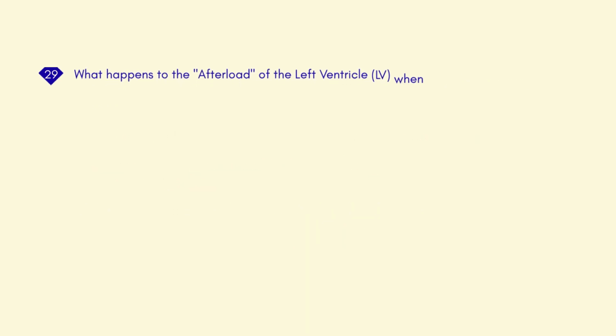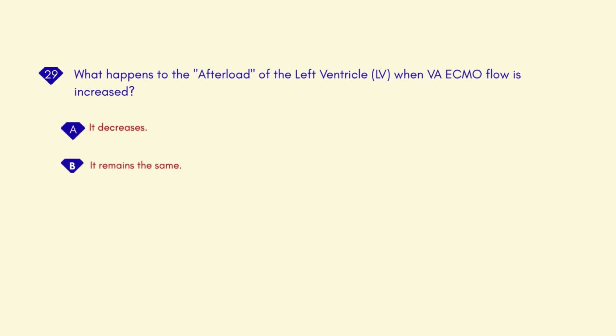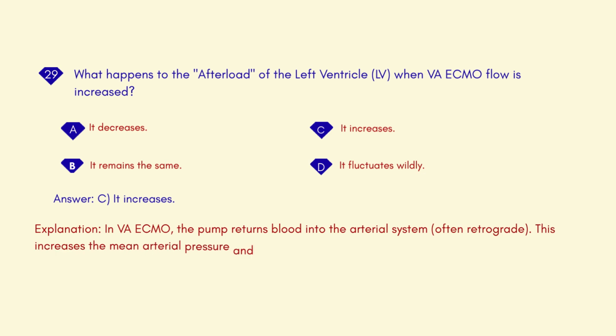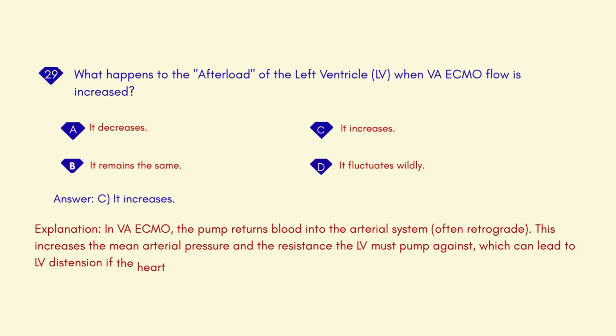What happens to the afterload of the left ventricle, LV, when VA-ECMO flow is increased? A. It decreases. B. It remains the same. C. It increases. D. It fluctuates wildly. Answer: C. It increases. Explanation: in VA-ECMO, the pump returns blood into the arterial system, often retrograde. This increases the mean arterial pressure and the resistance the LV must pump against, which can lead to LV distension if the heart is very weak.